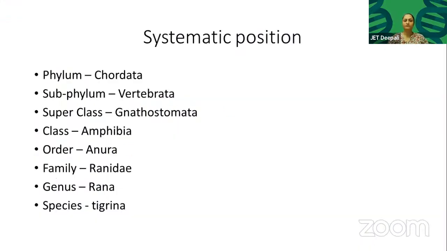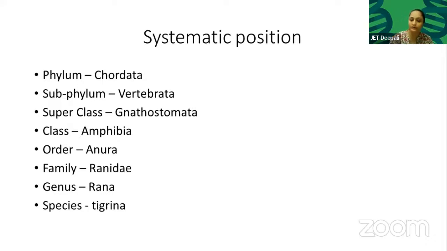Systematic position. Phylum, Chordata. Subphylum, Vertebrata. Superclass, Gnathostomata. Class, Amphibia. Order, Anura. Anura are those amphibians that are not having a tail. Family Ranidae, genus Rana, and species Rana tigrina.